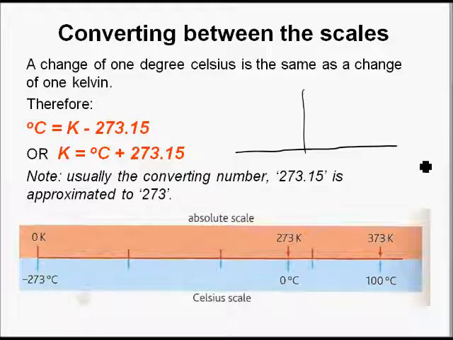So on the side here we'll do temperature. This could be 0 degrees Celsius, which is 273 Kelvin. And back down here we've got minus 273 Celsius, which is 0 degrees Kelvin. And here we could have 100 degrees Celsius and 373 degrees Kelvin.